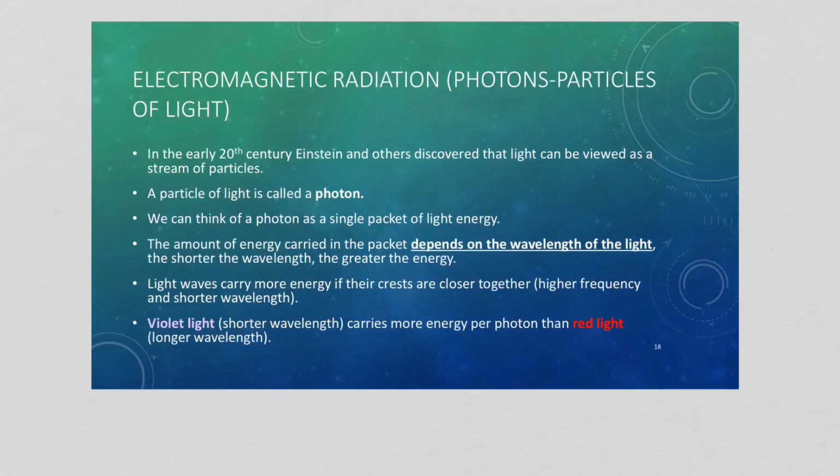Now, that's the wave nature, right? But in the early 20th century, Einstein and others discovered that light can also be viewed as a stream of particles, more specifically, energy particles, right? So a particle of light was termed a photon. And so we think about photons as a packet or particle of light energy. So one way to view these is sort of a wave that is a continuous stream of these photon particles, where each of these photons contains a certain amount of energy.